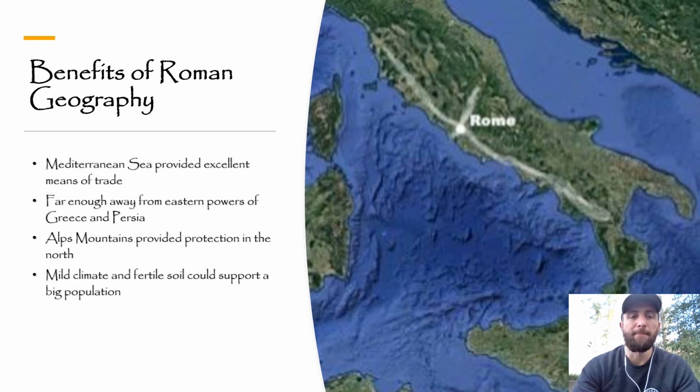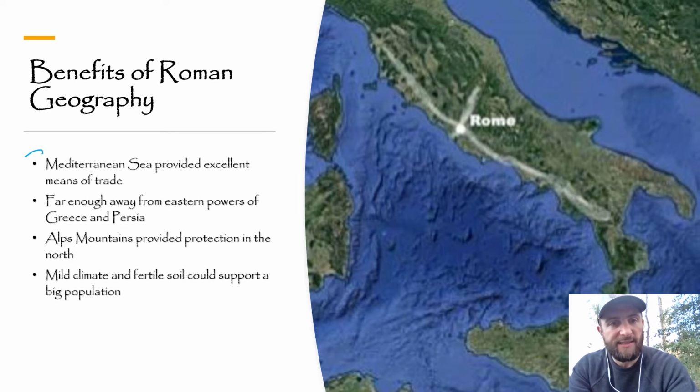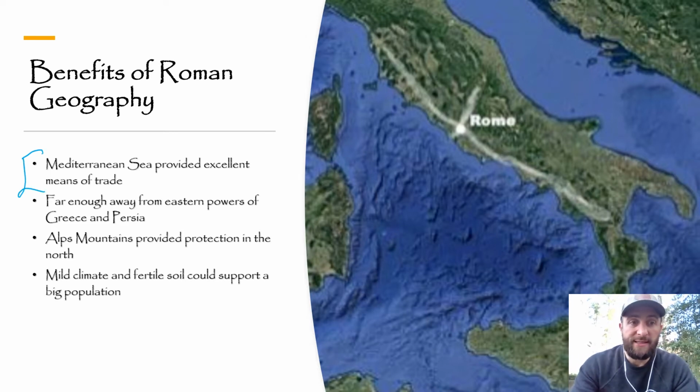So let's talk about some of the benefits that came with this Roman geography. Some of the things you need to understand. First and foremost, the Romans' way of life was influenced by the Mediterranean Sea. Much like the Greeks, the Romans were great seafarers. They knew how to sail, they built ships, and they traded with other people in the Mediterranean. And being located in the very center of the Mediterranean Sea meant that they could travel easily to places all over the sea. And this was good for them. They built up a lot of wealth for their city through their trade.